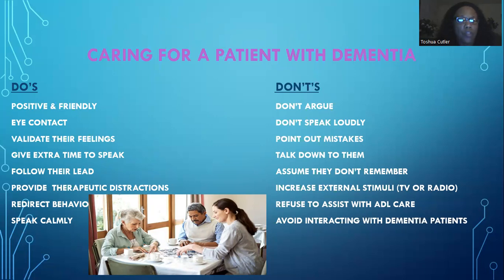Provide therapeutic distractions and always speak calmly. Don't speak loudly. Don't point out their mistakes. Don't assume they remember everything, and don't refuse to assist with ADL care, and don't avoid interacting with dementia patients.